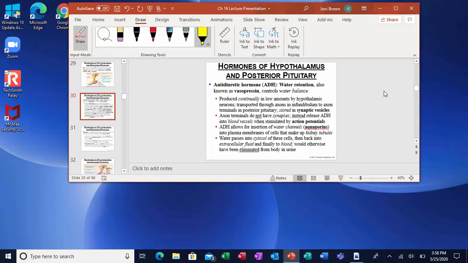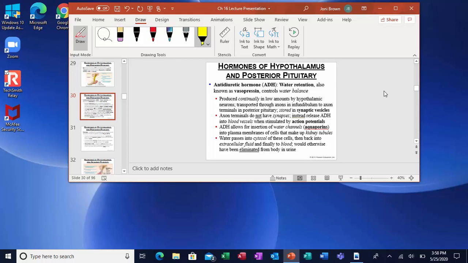One of these is antidiuretic hormone, ADH, and this promotes water retention. It helps maintain our water balance by controlling how much water is released from our kidneys. It's produced in pretty much the same amount, very low levels, and it moves through to the posterior pituitary and gets stored in synaptic vesicles. But the axon terminals don't have synapses. They will instead release the ADH when they need to into the blood vessels when they are stimulated.